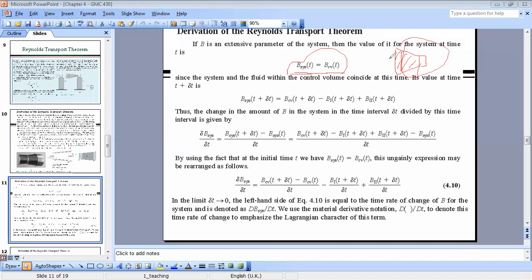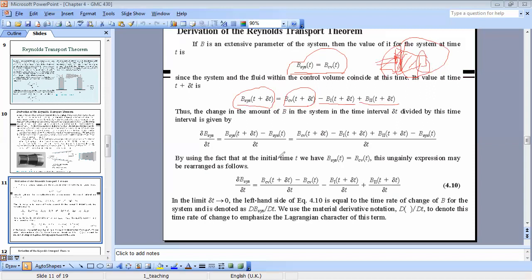This is why I can write the following relation: the property of the system at a time t plus delta t will be equal to the property of the control volume at t plus delta t minus b1, which is due to this part, the particles that will come in and replace the previous particles, and plus b2, the part which will go out.